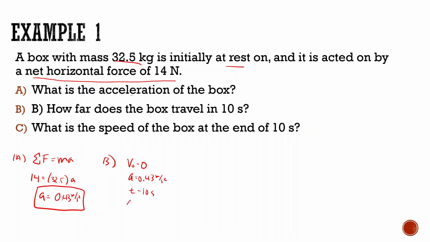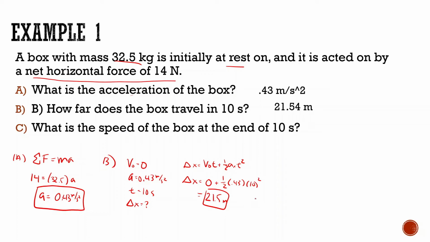Now we can find how far it goes by finding the displacement. I'm going to use the equation displacement is equal to v initial t plus 1/2 a_x t squared. So we get displacement is equal to 0 plus 1/2 times 0.43 times 10 squared. Let me put this into my calculator: 100 times 0.43 times 0.5. And we get 21.5 meters.